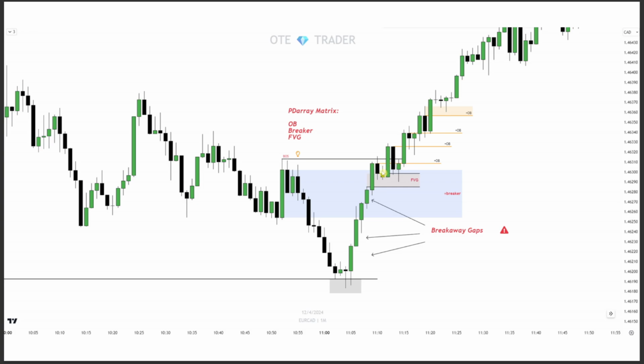So now we're using the PD array matrix to determine the breakaway gaps below us. These we can determine because of the breaker resting above it. And now these we can determine because we are forming down close candles and price is respecting that every time. And you can see, never closing below those down close candles.